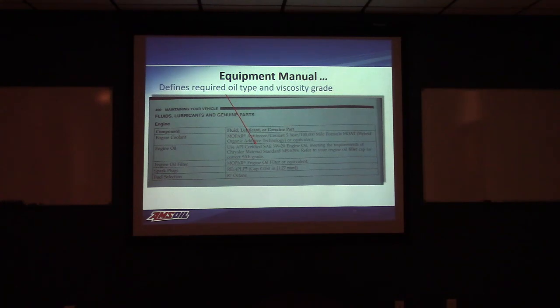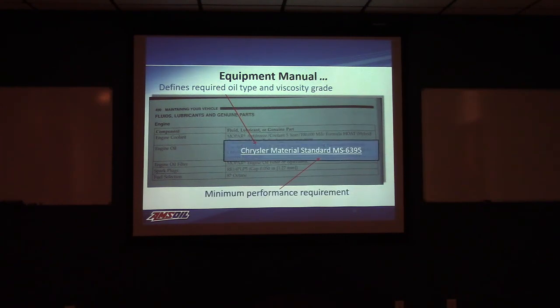Here's another version. This happens to be a Chrysler product. It says use a 5W20. Okay, that's fine, but it doesn't list any API service classification. What do I go off of? What it does list is a Chrysler material standard, or Chrysler specification. So we're going to want to match any oil that we use, or look at any oil that we use, to ensure that it says that the product was formulated to meet that minimum quality specification.